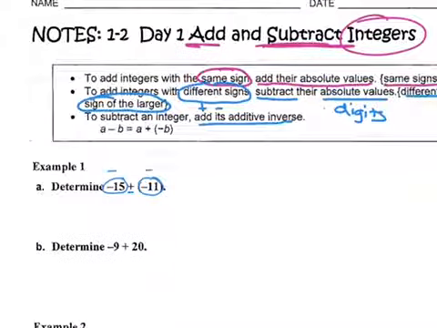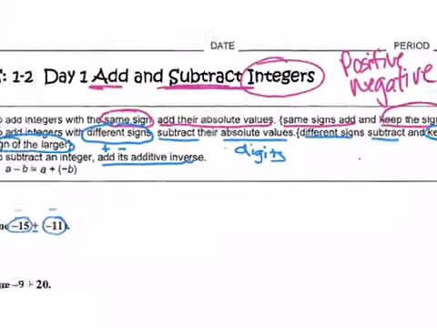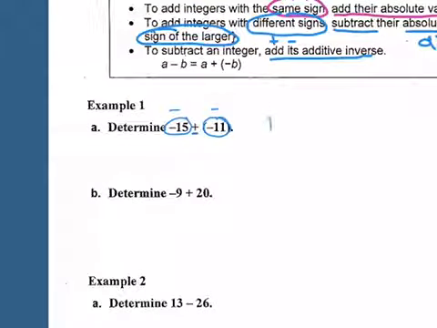Since they're the same, then I'm going to add them together. So I'm going to add their digits together. That gives me 26. And then same sign, I added them, and I'm going to keep the same sign. I'm going to keep that same pattern going. So it's negative.